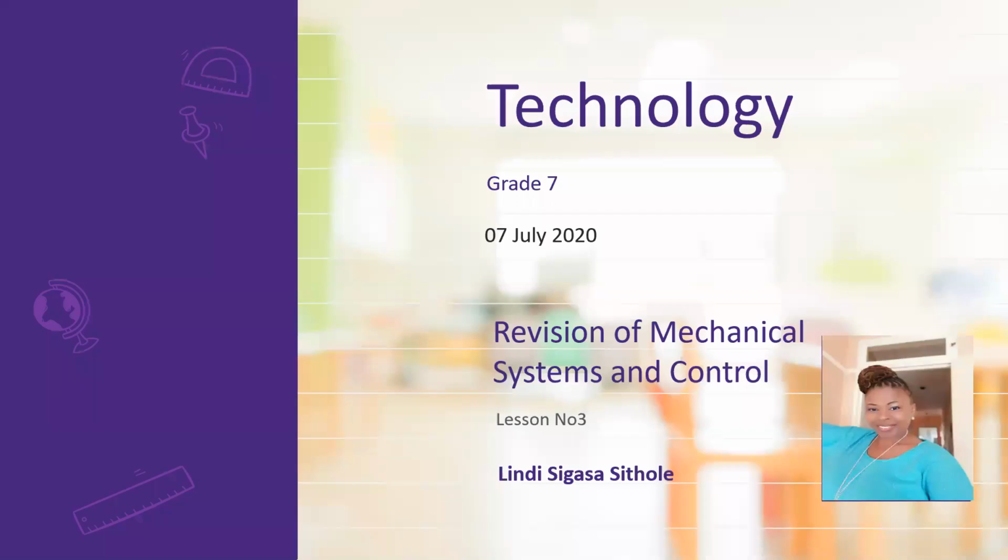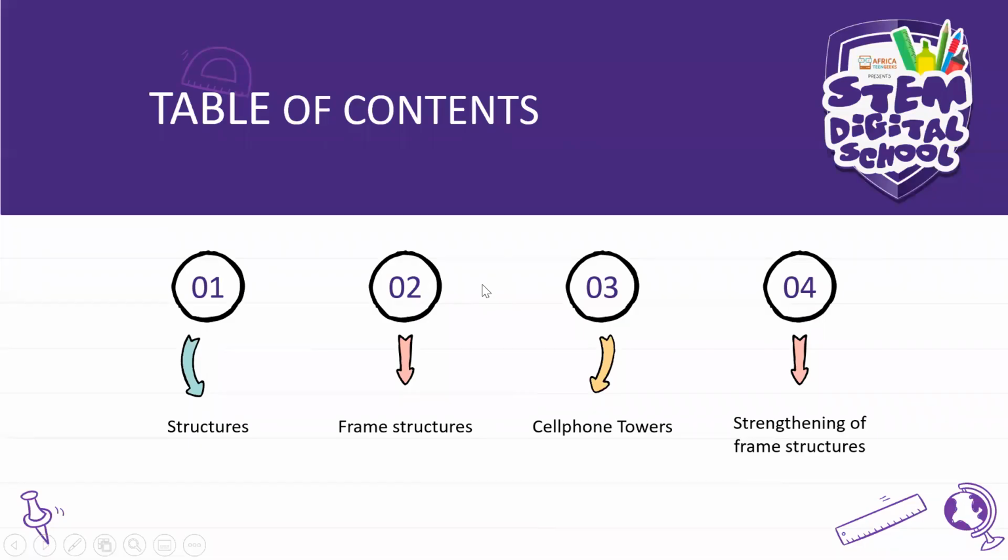Revision lesson of mechanical systems in control and also structures. And it's a revision for term 1 work. And today we'll be focusing on structures, frame structures, cell phone towers, strengthening of frame structures.